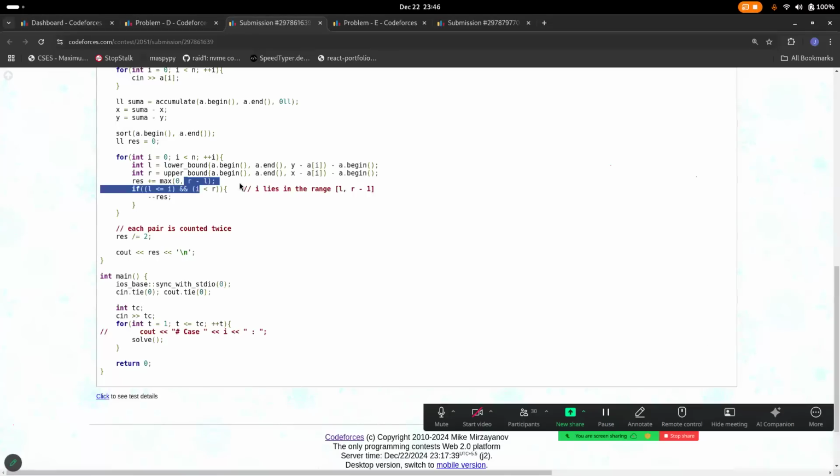Basically, where do we subtract by a.begin? We subtract a.begin because this lower bound gives us a pointer to the first element that's greater than y minus a of i.